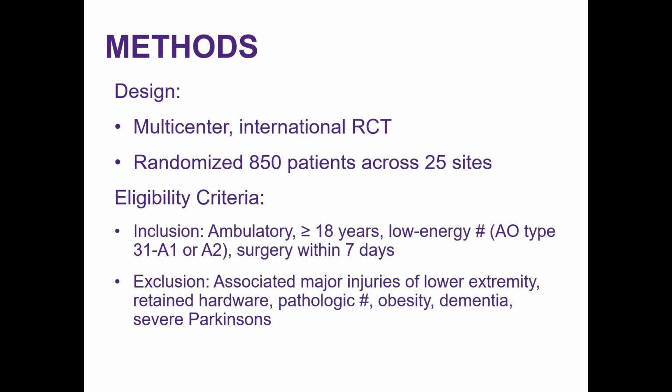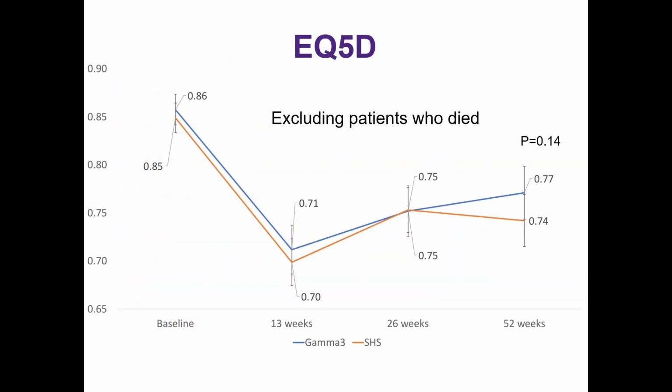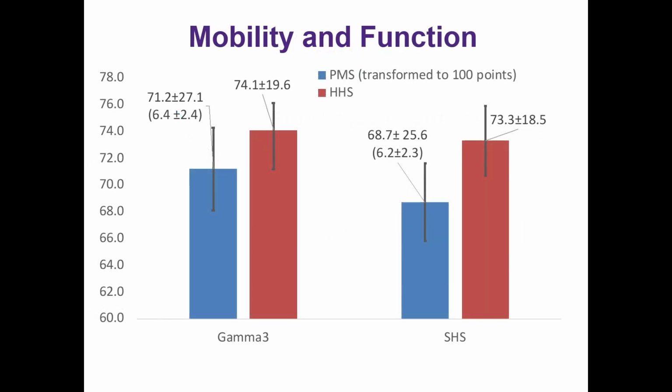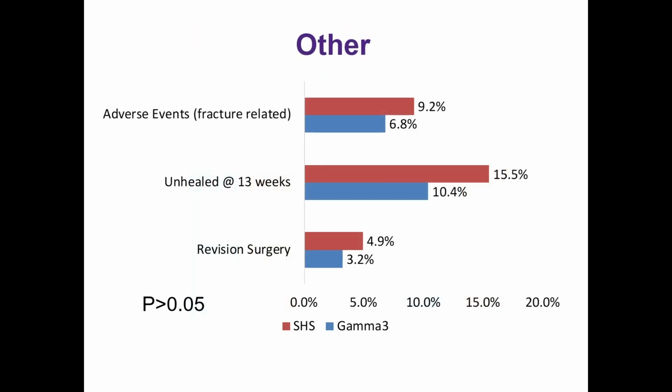This was a multi-center international RCT. Patients were randomized across 25 sites. There were 850 patients included in the trial. Eligibility criteria are listed. We found no difference in our primary outcome, the EQ5D, between the two groups at any time point. There was no difference in terms of mobility and function between the two groups. There was no difference in adverse events, unhealed fractures at 13 weeks, and revision surgery between the two groups.